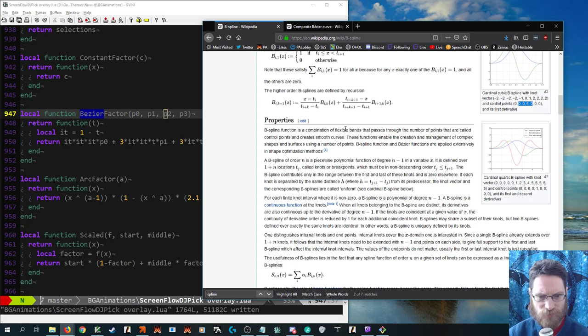By the same distance, uniform, where it is non-zero, degree n minus 1, continuous function of the knots. Its derivatives are also continuous. Internal knots and endpoints.